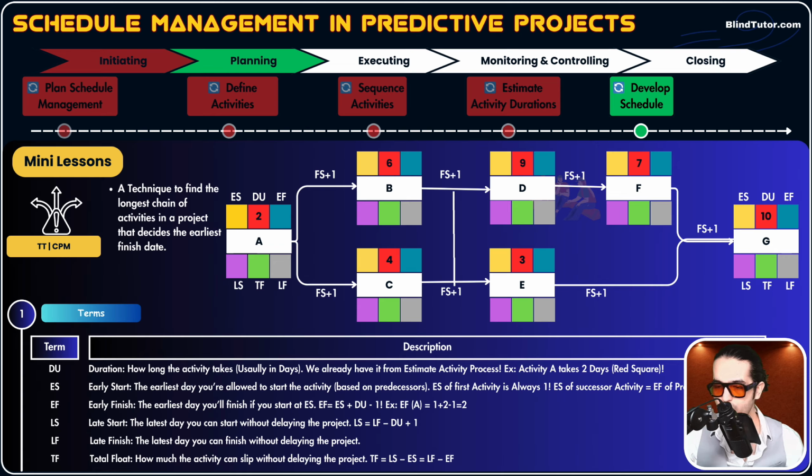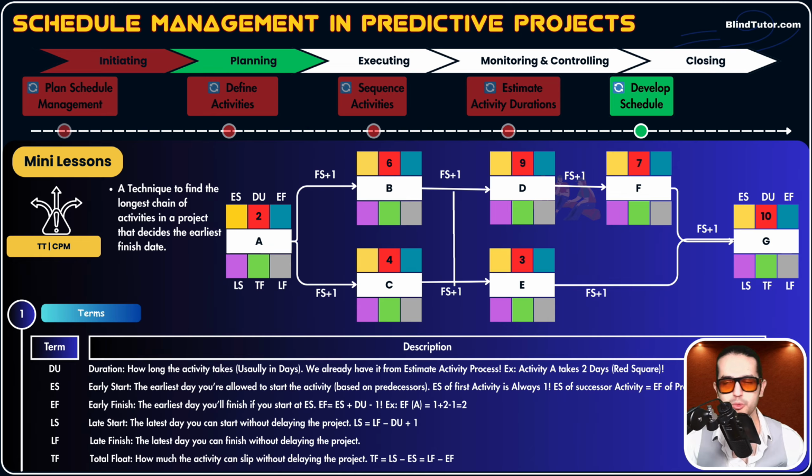I'm warming you up. The next term, guys, LS, late start. The latest day you can start without delaying the project. That's the formula, guys. LS equals LF minus duration plus 1. I don't want to get into that formula. Why? Because I'm going to explain it with numbers soon, okay? LF, late finish, the latest day you can finish without delaying the project. How do we get to LF? You're going to see, guys.